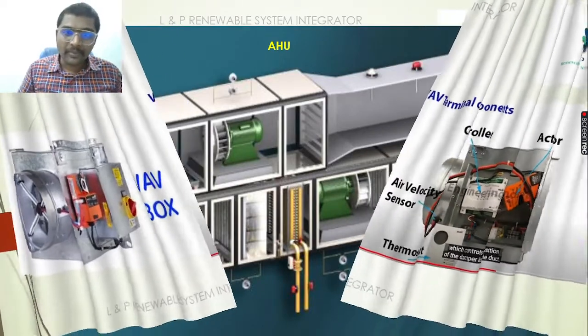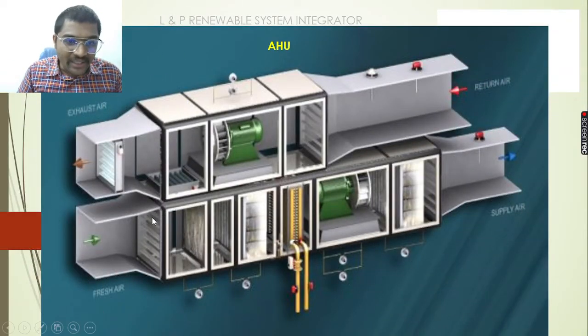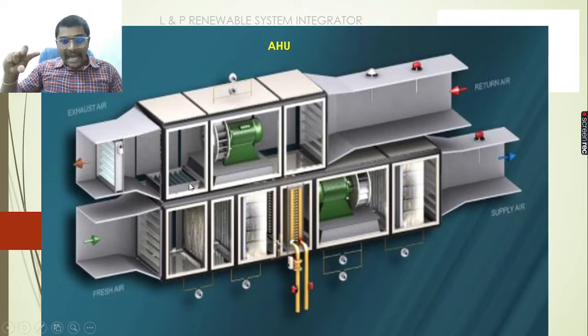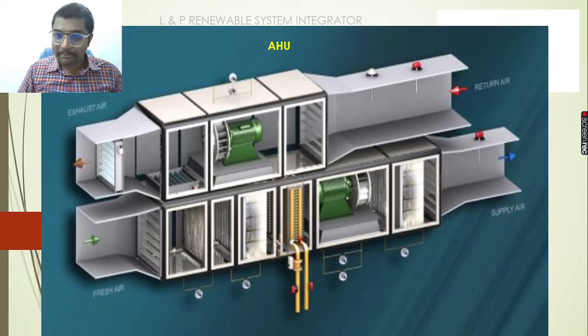So this is an example where it is used in an air handling unit. See here, we have dampers in the supply fan, the exhaust duct, and in the recirculation duct also we have dampers. With the help of these damper actuators we are controlling the dampers.